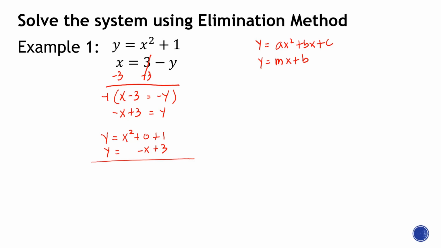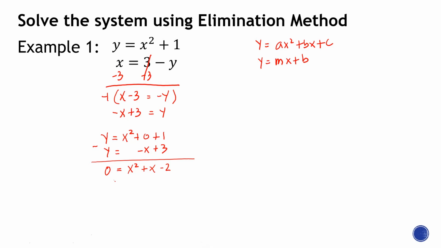So the next thing we will do is subtract each term. This will give us 0 equals x squared plus x. 0 minus negative x is plus x. 1 minus 3 is equal to negative 2. And then from here, we need to decide whether to solve this using factoring or the quadratic formula. I think the best way to solve this quadratic equation is by means of factoring.